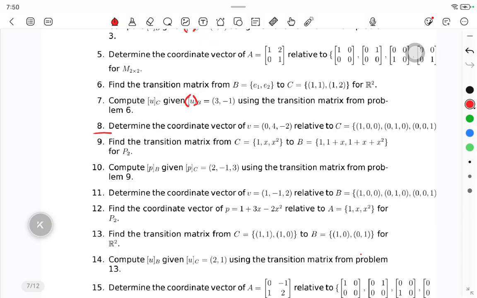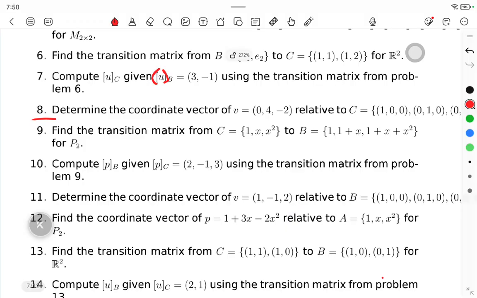From C to B, a transition matrix from C to B, you remember what you are going to do here. You are going to be looking for 1_B, x_B, x squared_B. Do you agree with me here? Is that what you did here? Yes, right. You first write this as a linear combination, then you equate it to 1, you come and equate it to x, you come and equate it to x squared. So we're going to do that.